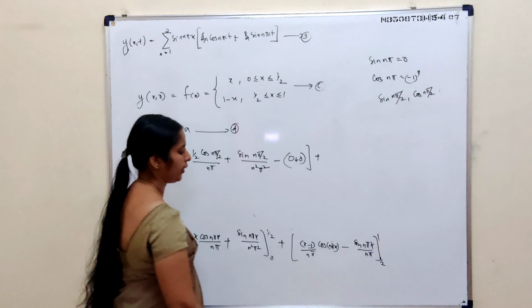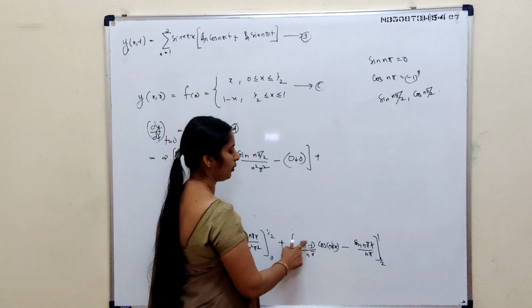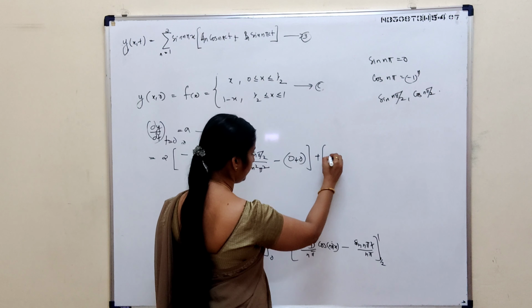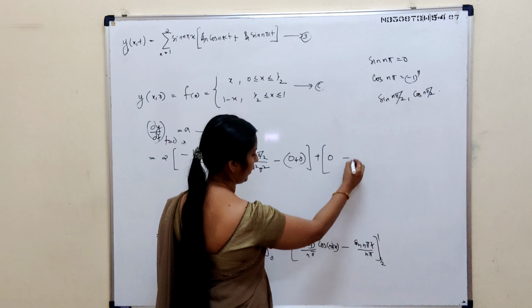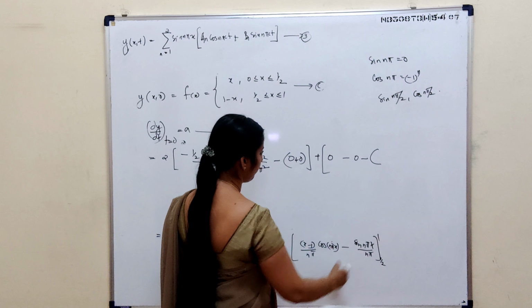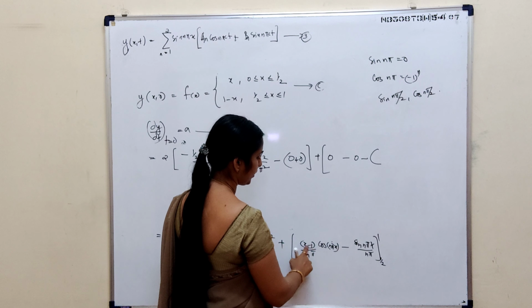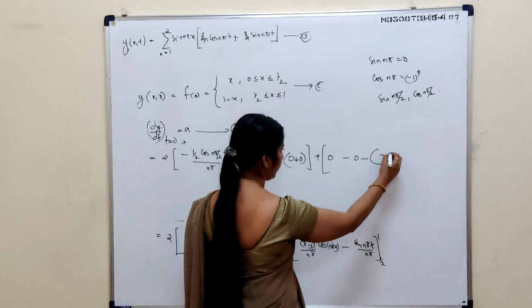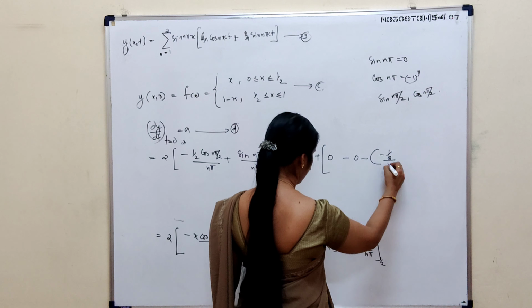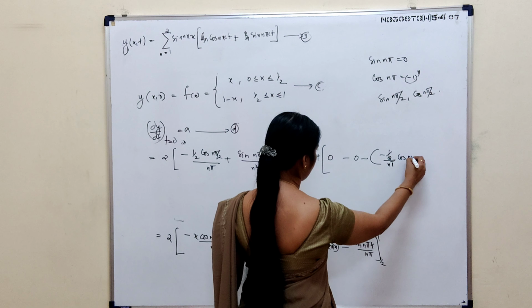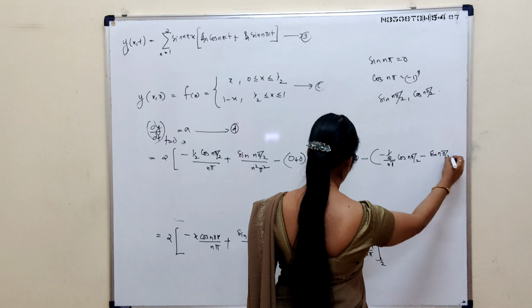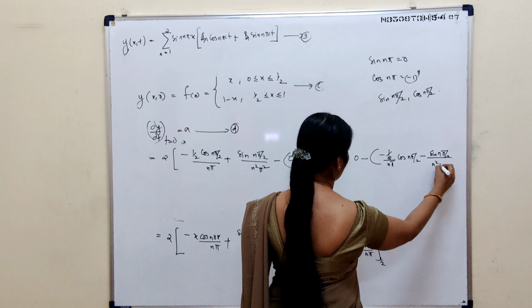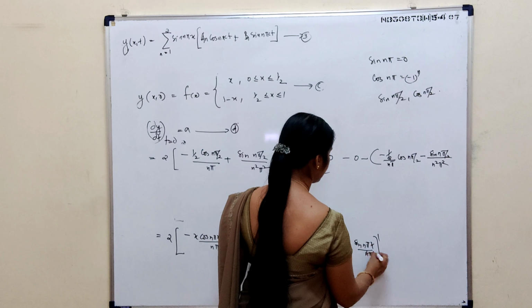Plus, when x equal to 1, this term is 0, and 0 in this quantity will be 0, minus, when x equal to 1, it is sin n pi, it is again 0, minus upper limit. When x is half, minus 1 by 2 by n pi cos n pi by 2 minus sin n pi by 2 by n square pi square. Here it is n square pi square.